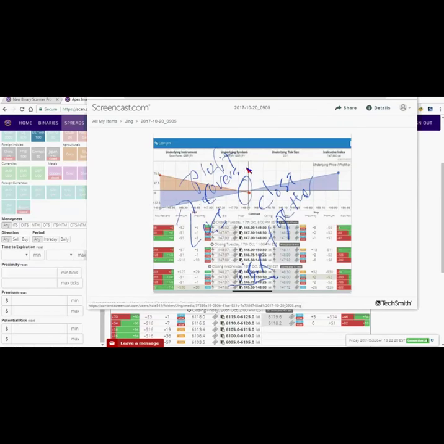This line moves. These lines do not. These lines are the outlines of where the trade is. This line in the middle moves.